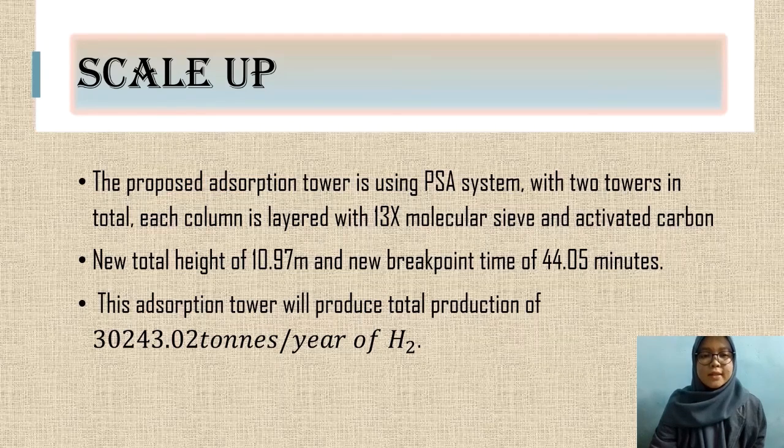To produce at least 30,000 tons per year of hydrogen gas, a scale-up calculation is needed. The proposed adsorption tower is using a PSA system with 2 towers in total, and each column is layered with 13X molecular sieve and activated carbon. A new total height of 10.97 meters and a new breakthrough time of 44.05 minutes are obtained. This adsorption tower will produce a total of at least 30,243 tons per year of hydrogen gas.